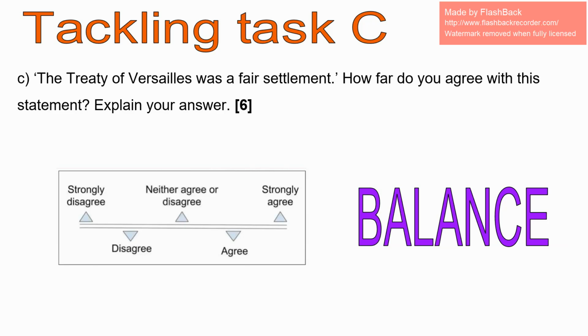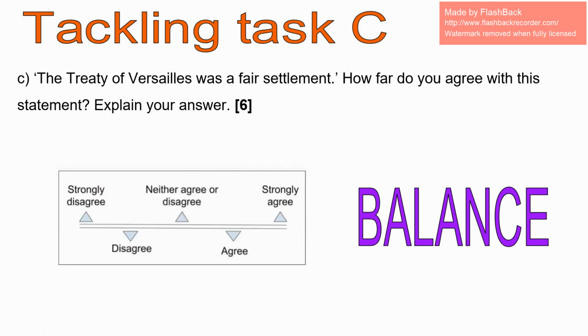What do I mean by this? You need to create a balance. Every single one of the task C questions is a how far question. Cambridge does not want to see a strongly agree or a strongly disagree on anything. They want to know that you can check different points of view of a particular event in history and wonder about that balance. Okay?